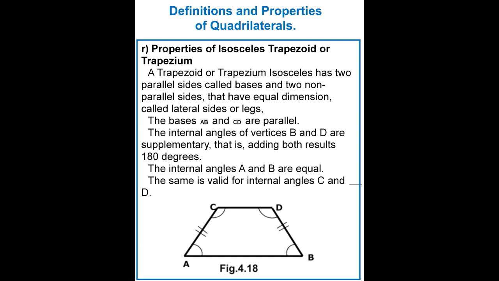This last slide of this second class of chapter 4 of the course of basic geometry presents a definition of isosceles trapezoid quadrilateral. A trapezoid quadrilateral is said to be an isosceles trapezoid quadrilateral when the two non-parallel sides have the same dimension, as shown in figure 4.18. In this case, the interior angles of vertices A and B are equal. The same is true for the angles of vertices C and D.